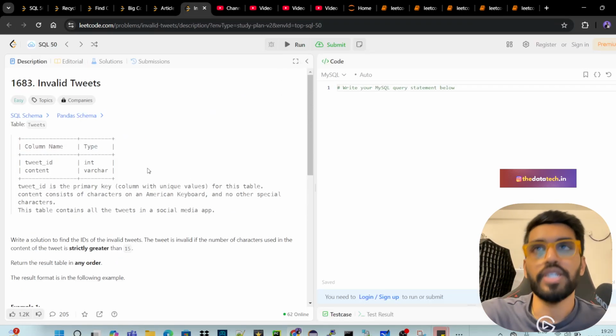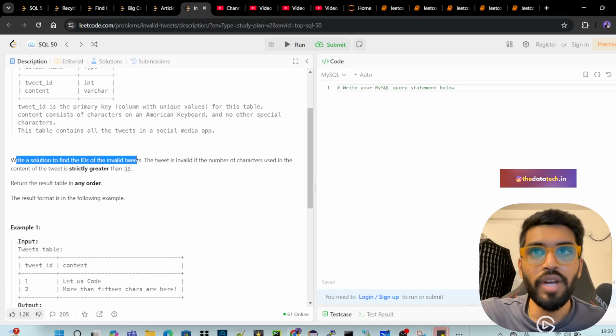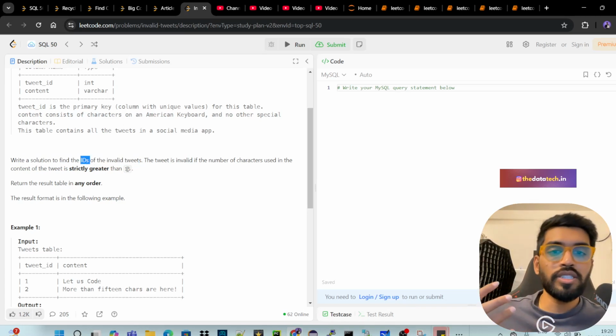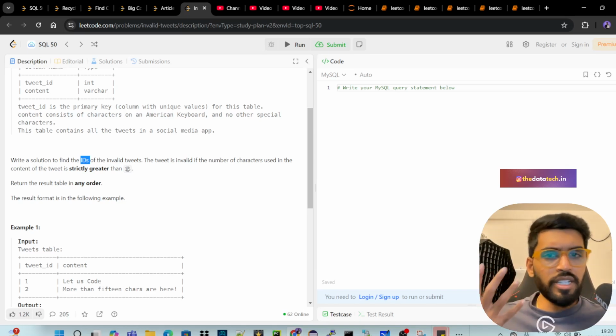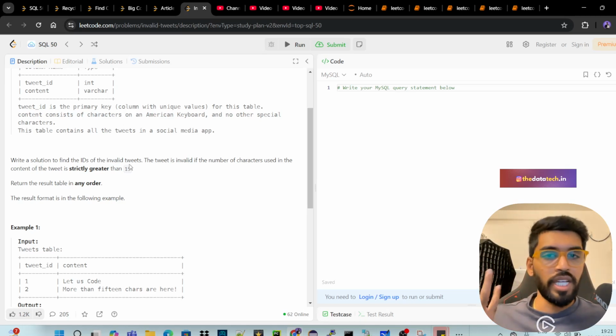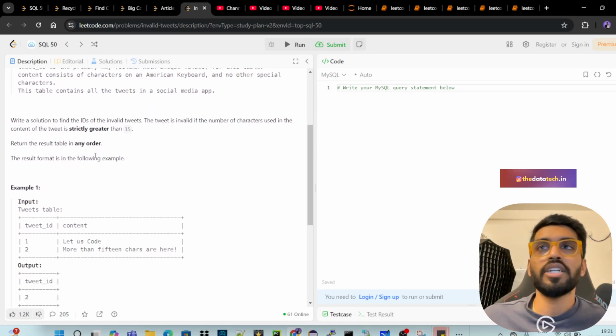But that's an interesting question. Okay, invalid tweets. So there is a criteria: write a solution to find the IDs of the invalid tweets. Now the question is, based on what can I decide whether the tweet is valid or invalid. The tweet is invalid if the number of characters used in the content of the tweet is strictly greater than 15. That means you have to take the length of the content column, right?